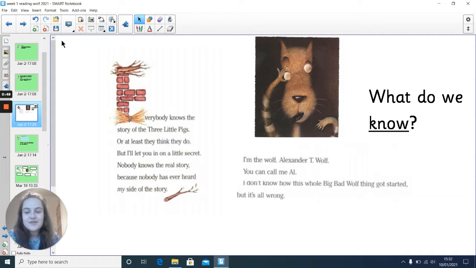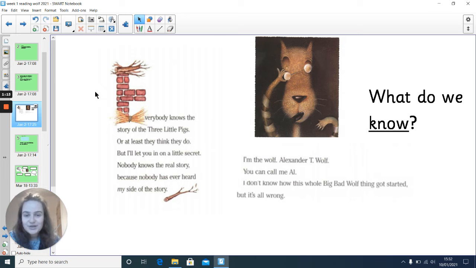Everybody knows the story of the Three Little Pigs, or at least they think they do. But I'll let you in on a little secret. Nobody knows the real story because nobody has ever heard my side of the story. I'm the wolf, Alexander T. Wolf. You can call me Al. I don't know how this whole big bad wolf thing got started, but it's all wrong.